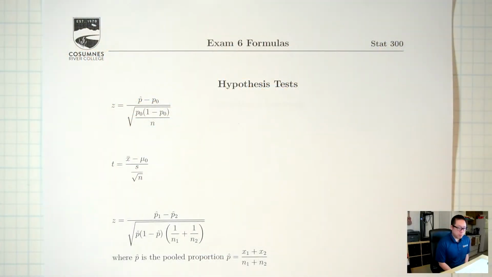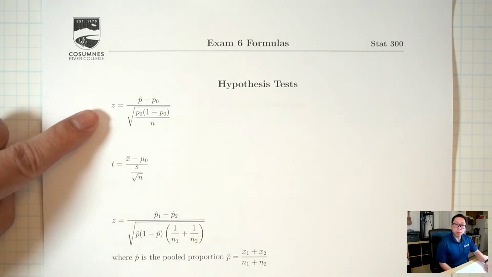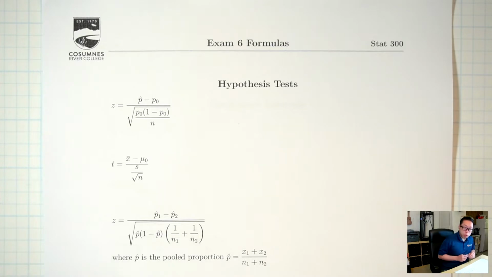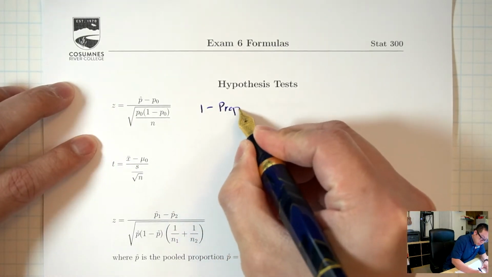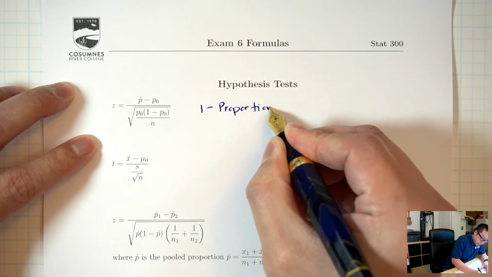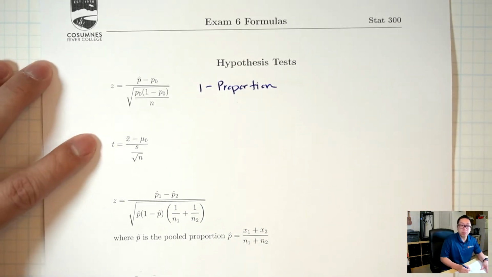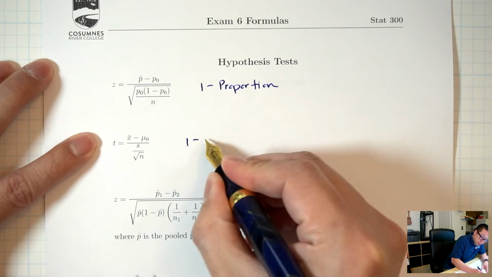Hello, welcome back. The first couple of pages are the formulas that I'll need for the remainder of this course. The first page are the formulas for hypothesis tests. We've seen most of these formulas before. The first formula with the Z, that's for the one proportion situation. The second formula with the T, that's for the one mean situation.